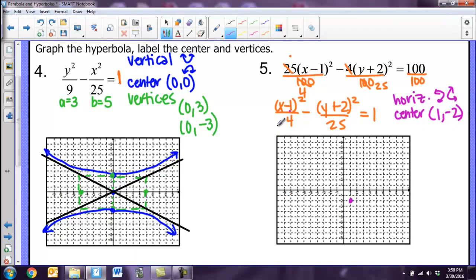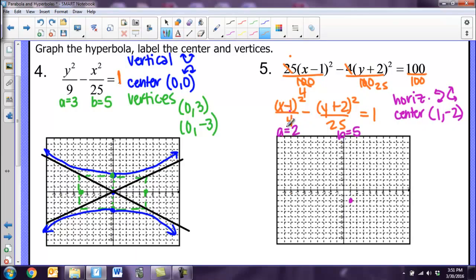And then I can name my a and my b values. So remember, a is first. Doesn't matter what's first, but a is the number underneath the first part. So square root of 4 is 2, and b would be the square root of 25 or 5. Okay, now that's going to help me know how far in each direction to go.